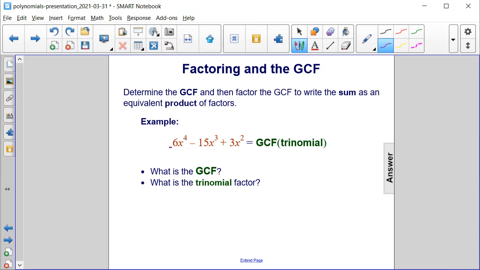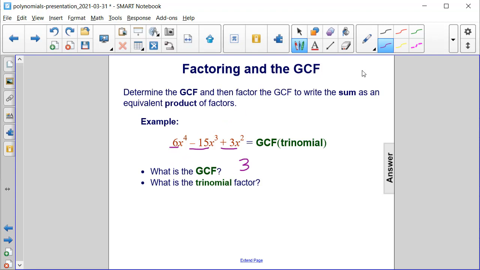Let's first look at our coefficients. We have 6, negative 15, and 3. Well, I know that 3 divides into both 6 and negative 15. So 3 is going to be that greatest common factor as a coefficient. So we're going to write down that coefficient of 3.